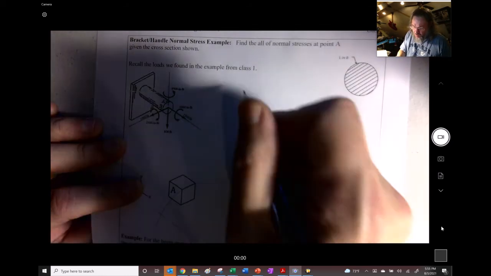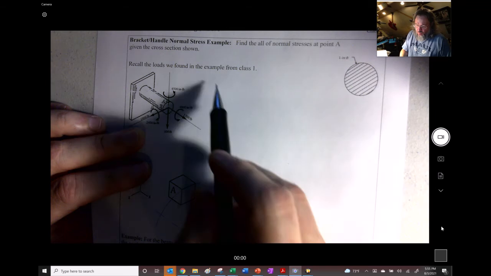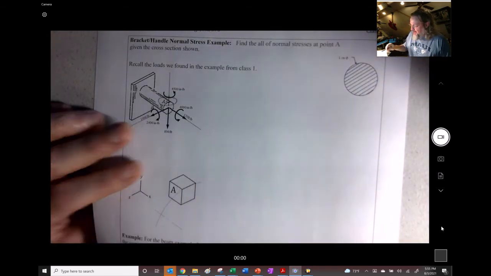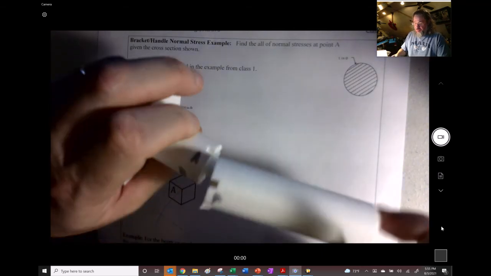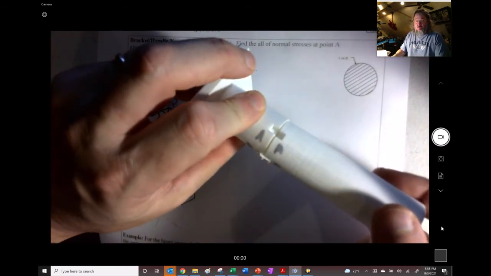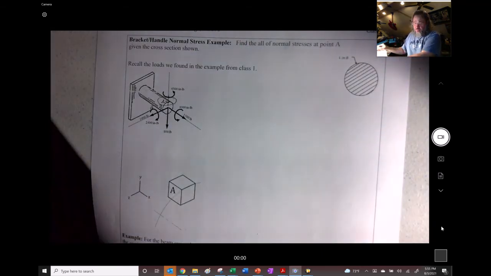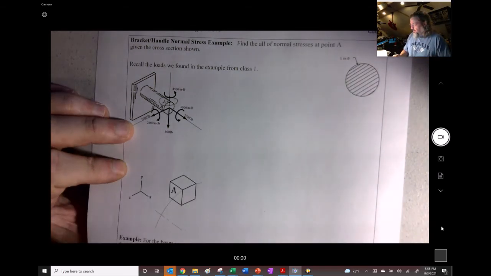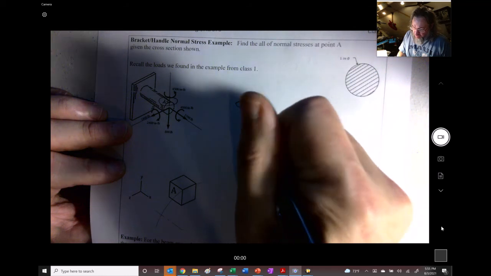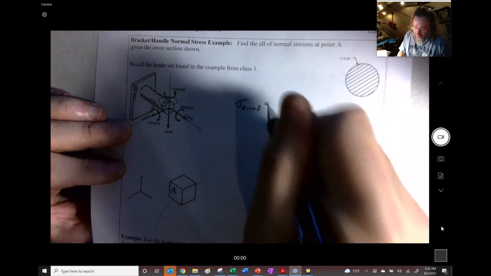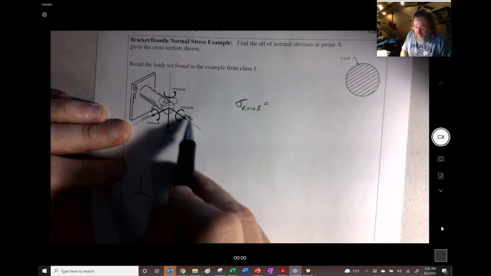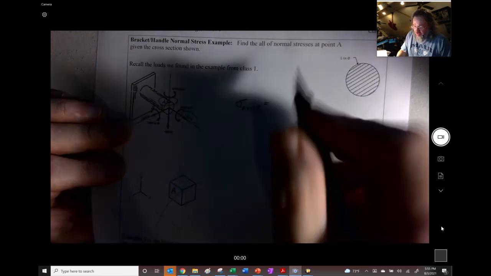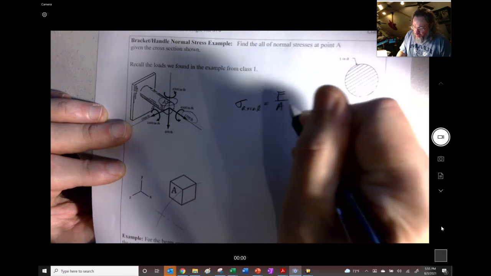All right. So what we want to find out is the stresses. Find all of the normal stresses at point A. That's point A on this piece right here. So right there is A. We want to find the normal stresses. So if we take a look, here's our results from our statics. And here's the axial. We see that it's pulling right there. This load right here is axially pulling. So that is what we use for this.